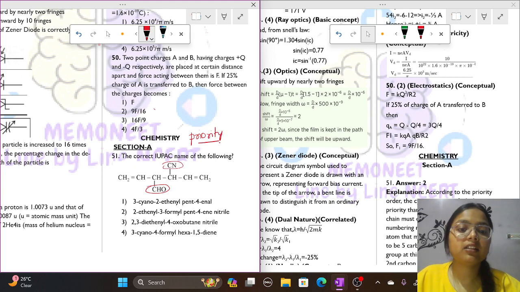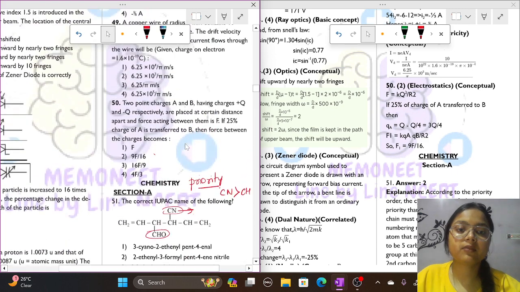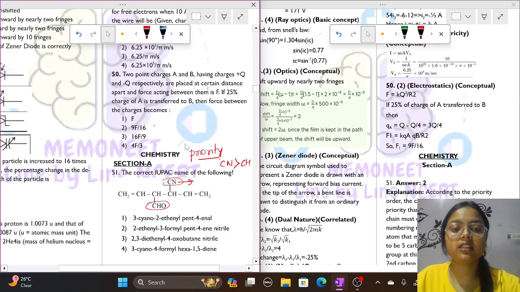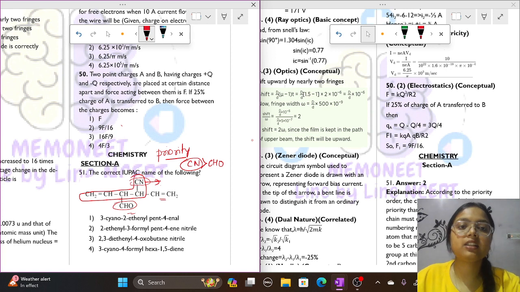Here CN has more priority than the aldehyde group. CN has greater priority than the CHO group. So we have to include the CN in the parent carbon chain. Let's include it in the parent carbon chain. Like this will be the parent carbon chain, and this and the CHO group will be the substituents attached to the parent carbon chain.